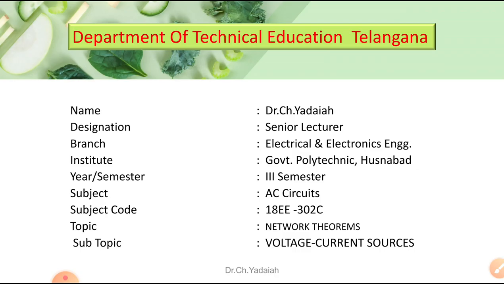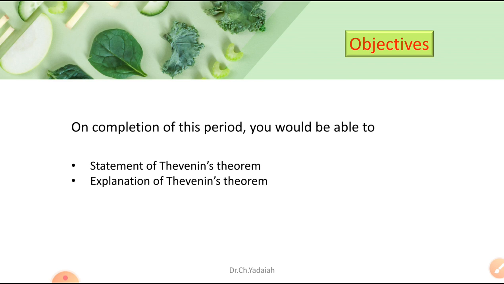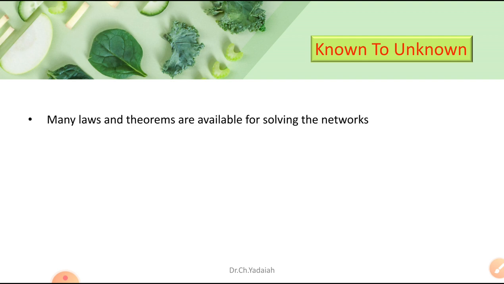Now, this topic is for third semester polytechnic students. On completion of this period, you would be able to know the statement of Thevenin's theorem, the explanation of Thevenin's theorem, and problems on Thevenin's theorem. Known to unknown means what we have already learned in previous classes. As you know, many laws and theorems are available for solving networks. Some of them are Kirchhoff's laws, Maxwell's loop current theorems, superposition theorems, and other theorems also. Now we are going to use another interesting theorem, known as Thevenin's theorem.